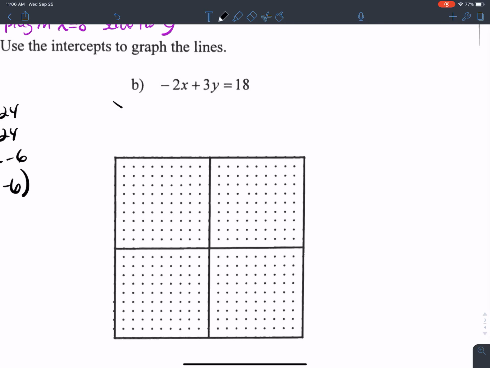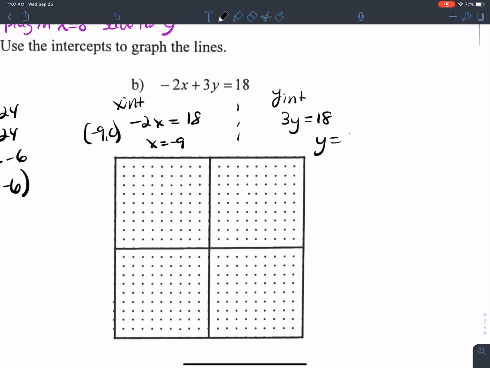Same thing on the next one. If we find our x-intercept, -2x, I'm going to omit 3 times 0 being 0. So we can see here that we get -9. So the point -9, 0. And then for the y-intercept, I'm going to omit -2x equaling 0 because we know that's just 0. So 3y is 18. So y is equal to 6, or in other words, the point 0, 6. So -9, 0, and then 0, 6. And we have our line.